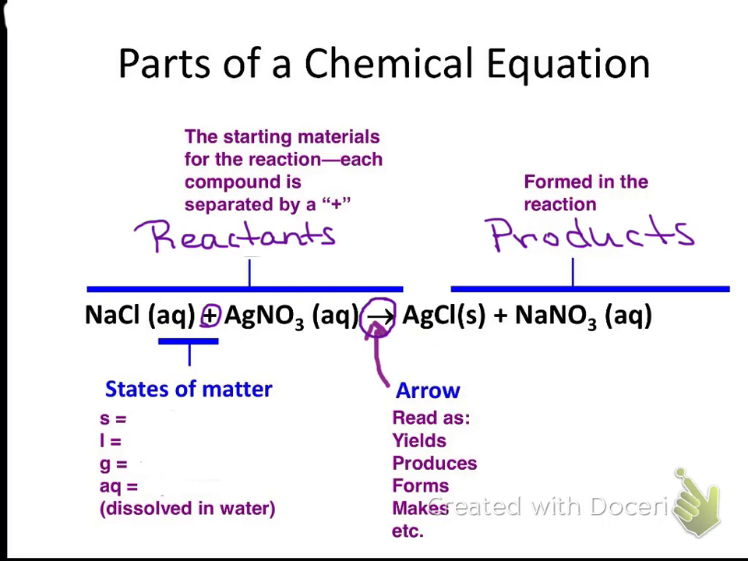Okay. And then there's some other things in here that you want to be able to know what they mean. These little abbreviations in parentheses. We've got aq, aq. Here we have s and aq. Okay, these little abbreviations tell us the states of matter that the substances are in. So this is pretty easy. s stands for solid. l stands for liquid. g is gas. And then aq is aqueous. And what that means is dissolved in water.